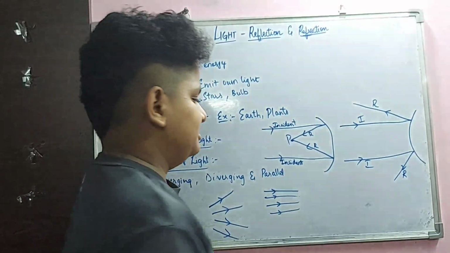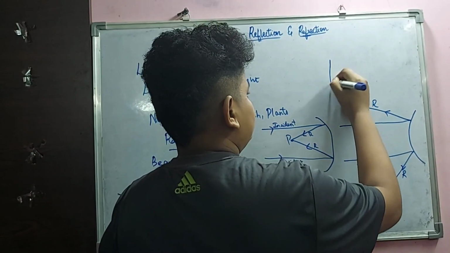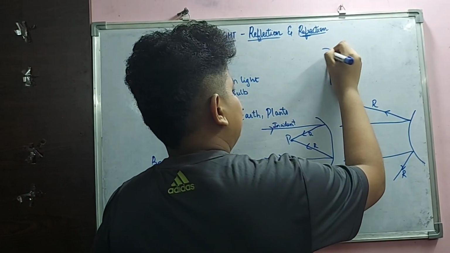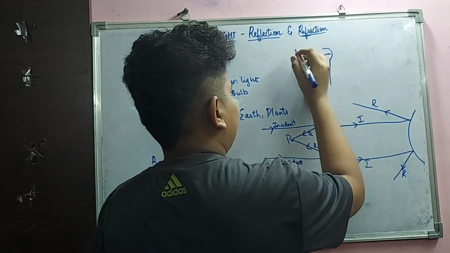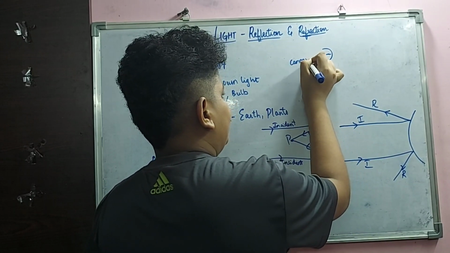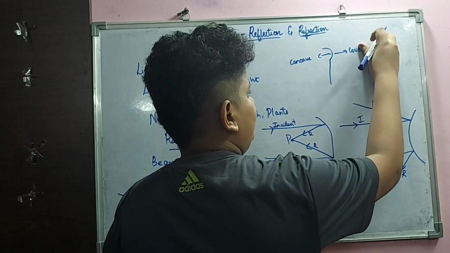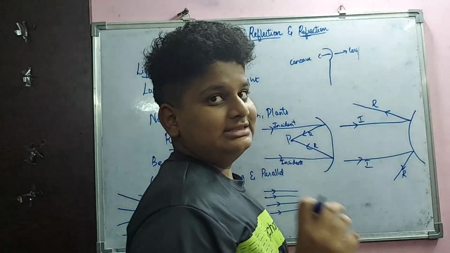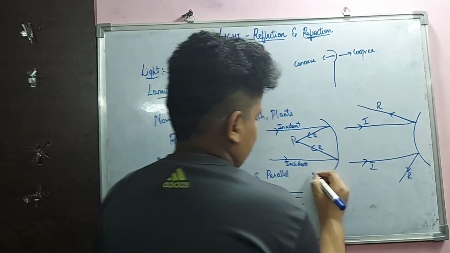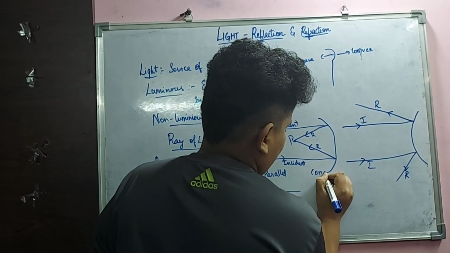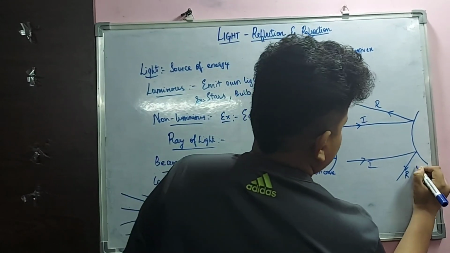The best example is a spoon. If this is a spoon, this is the concave mirror and this is the convex one. Take a spoon and try this activity at your home. Here this is the concave mirror and this is the convex mirror.